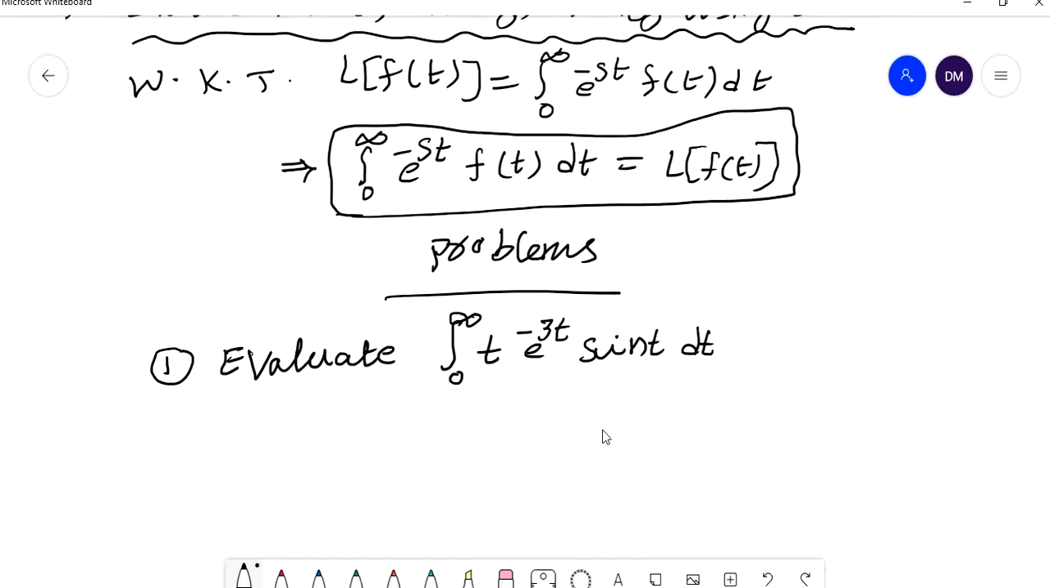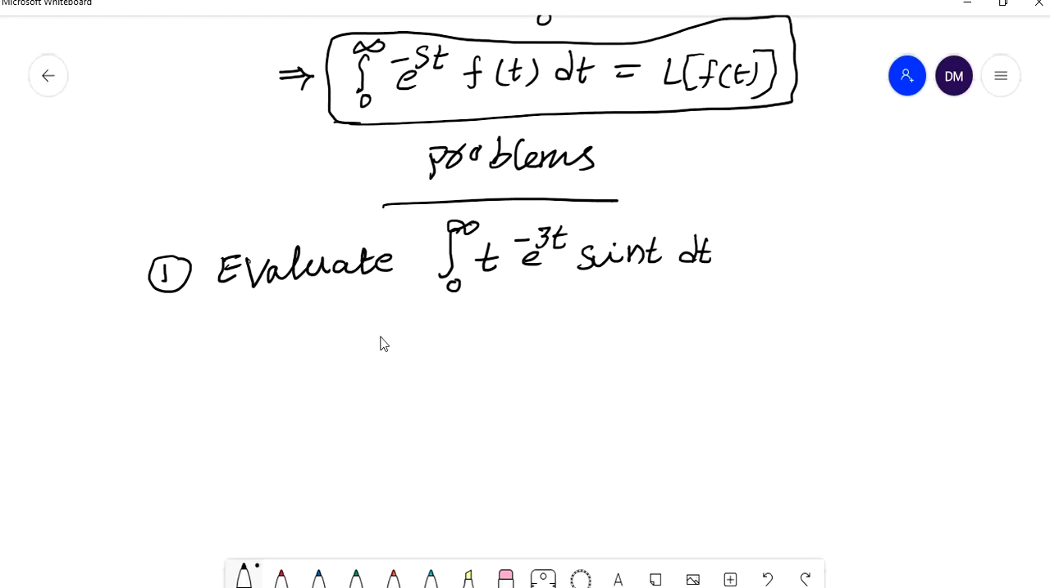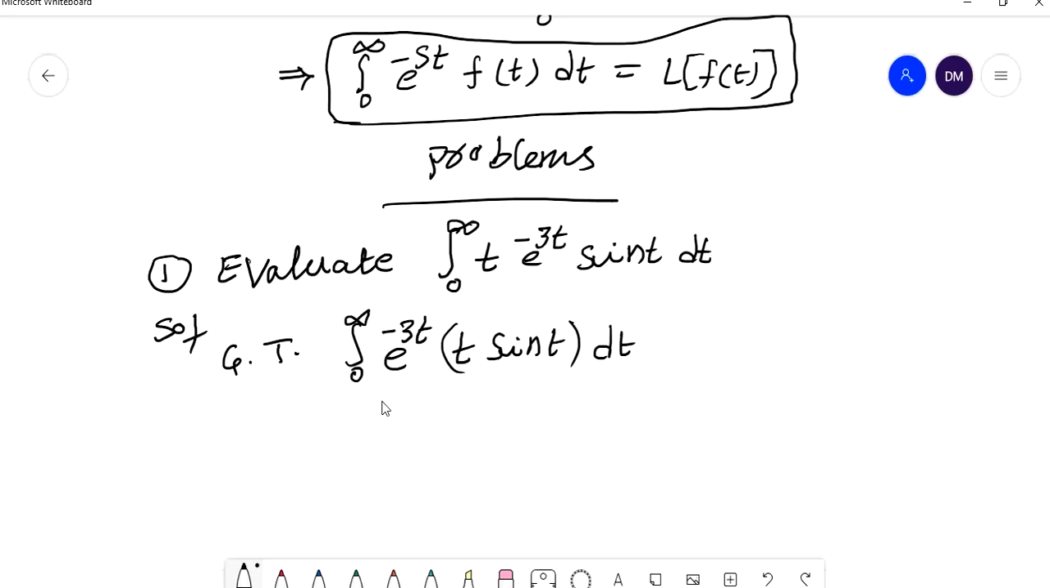How to evaluate this? See here, if you observe this one, this integral is in the form of integral 0 to infinity e power minus st f of t dt. Now write it. Given that integral 0 to infinity e power minus 3t, next I can write t into sin t as one term, into dt. This is the given integral. Now I have to evaluate this one.